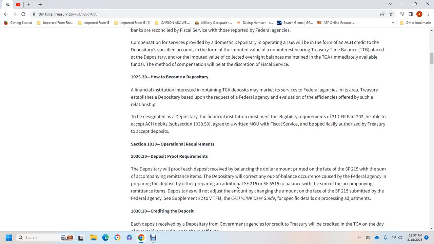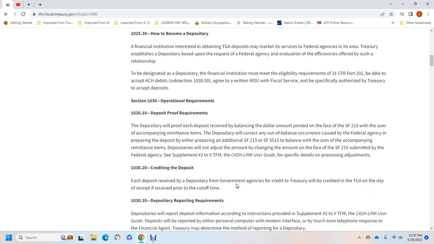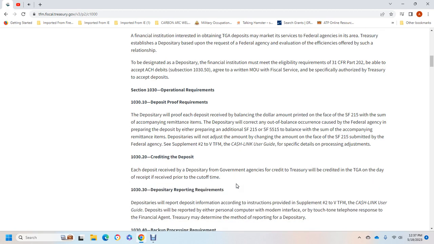1030, Operational requirements. Deposit processing requirements. The depository will approve each deposit, the received balance tied with the amount on the face of the Standard Form 215, along with accompanying remittance items. The depository will correct out-of-balance deposits or currency discrepancies called to the federal agency preparing the deposit, by either preparing an additional Standard Form 215 or 5515 to balance the sum with the accompanying remittance. The depository will not adjust the amount or change accounting on the face of the Standard Form 215 submitted by the federal agency.